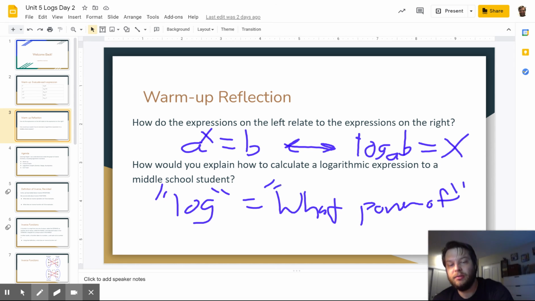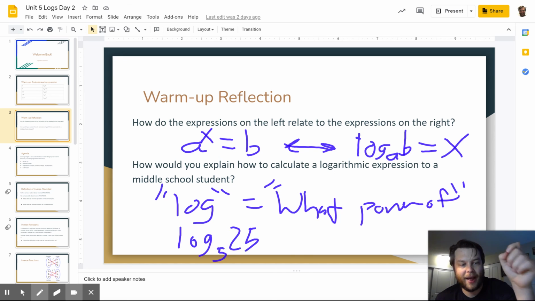So for example, if I had log base 5 of 25, I would replace that with what power of 5 is 25, and I would get 2.